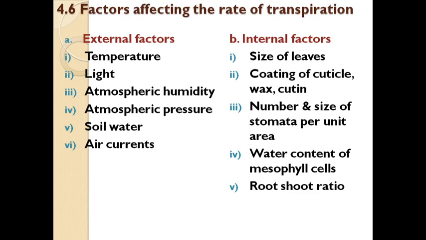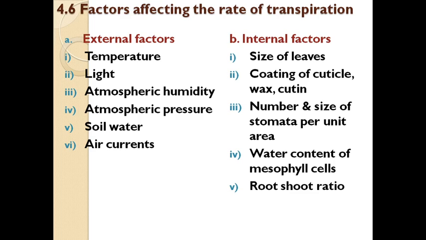Then the number and the size of stomata per unit area. The rate of transpiration also depends upon the stomata per unit area. The number of stomata varies from 50 to 300 per square mm. If the number of stomata is more, then ultimately the rate of transpiration is also more. In addition, if the stomatal aperture is large, the rate of transpiration is also more. So the number and size of stomata also affect the rate of transpiration.